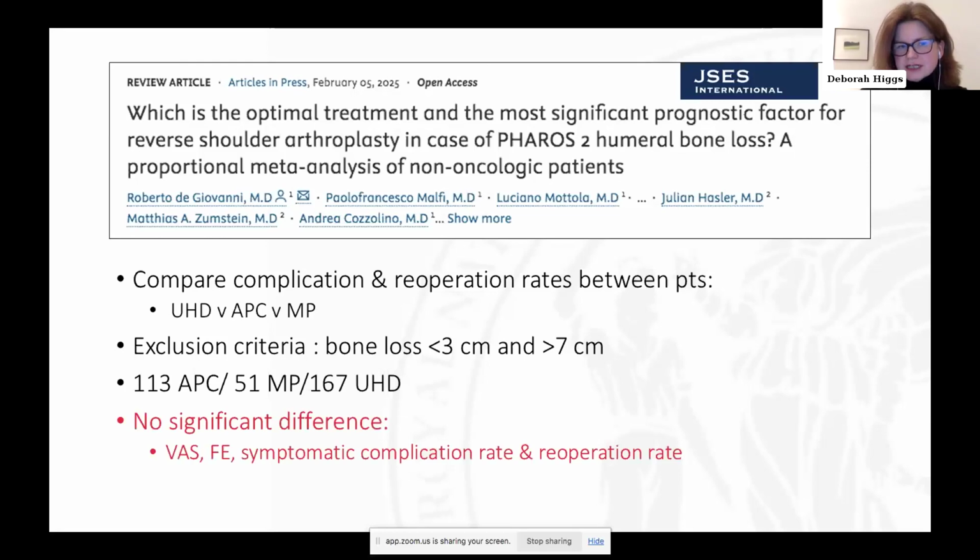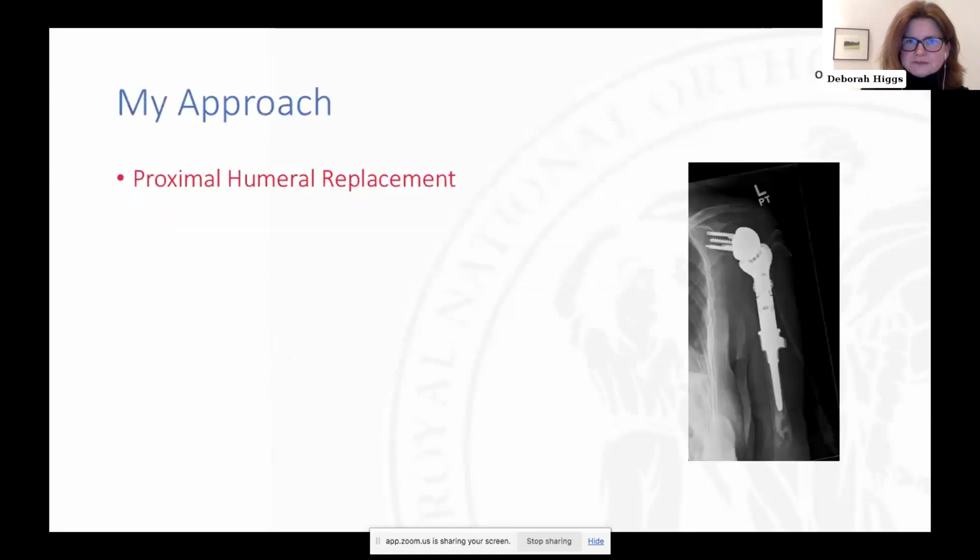And in their results, they could find no significant difference between the VAS score, forward elevation, or the symptomatic complication rate or reoperation rate, leading them to conclude whether you needed to do anything at all in this group of patients with bone loss, although carefully saying that you couldn't necessarily transpose their results to more significant bone loss.